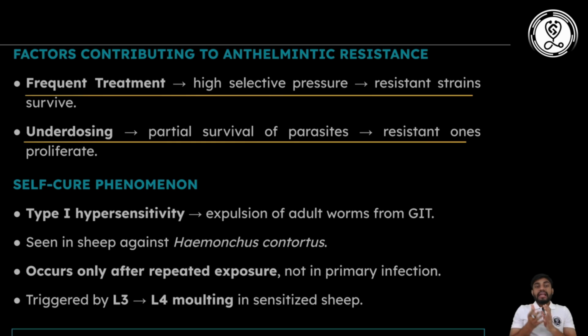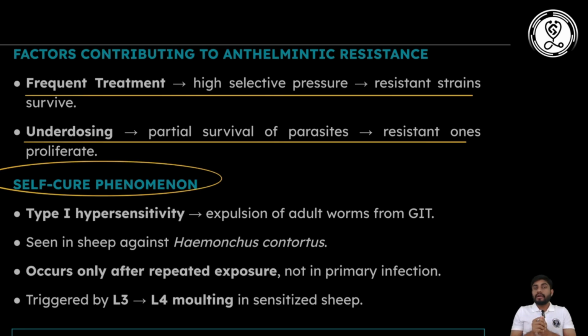Like I told you, with underdosing the resistant parasites will proliferate. A related phenomenon seen in parasites is known as the self-cure phenomenon. Suppose a sheep population or an animal population is continuously getting affected by a parasite. Let's take the example of Haemonchus contortus. To avoid overloading, the adult worms are expelled from the gastrointestinal tract to make space for the new larvae. That condition is known as the self-cure phenomenon.